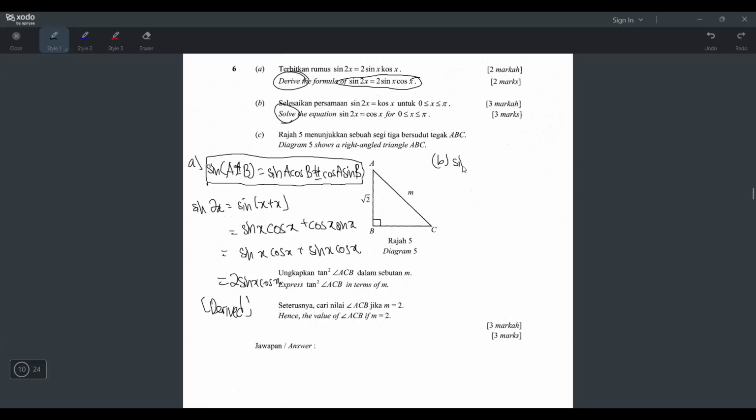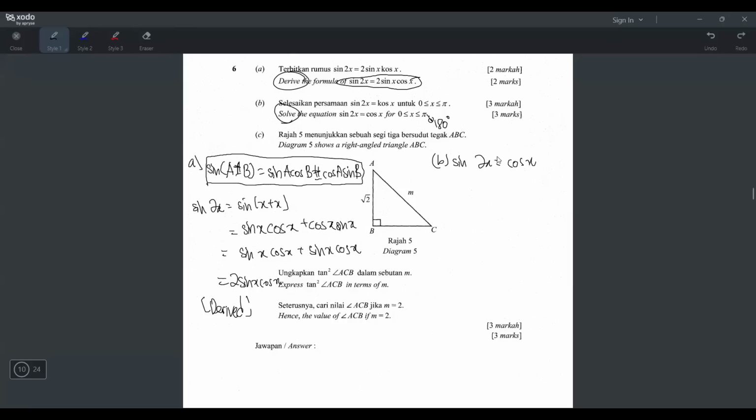They already said sin 2x equals cos x. But they want your answer between 0 and pi. It means later your answer has to be written in radians, and it also has to be between 0 and pi. Pi is 180 degrees. So later, if an answer is more than 180, I have to reject it. But we worry about that later. Let's find out all the possible answers first.